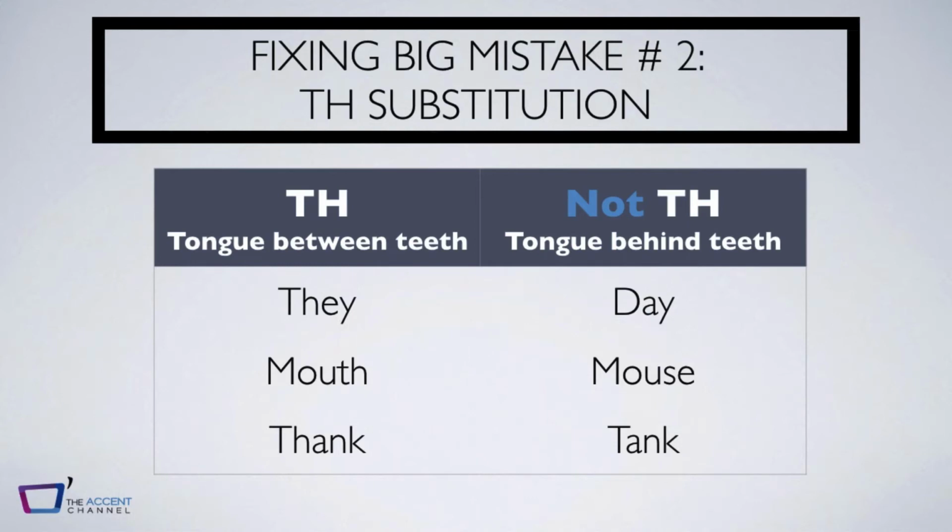So let's try that together. In the first column, make sure your tongue is between your teeth. In the second column, your tongue can be right behind your teeth, a little above where the teeth and gums come together. Let's try them both. They, day, mouth, mouse, thank, tank. Be sure that these words sound different when you're speaking. If they sound the same, you are making a big mistake.